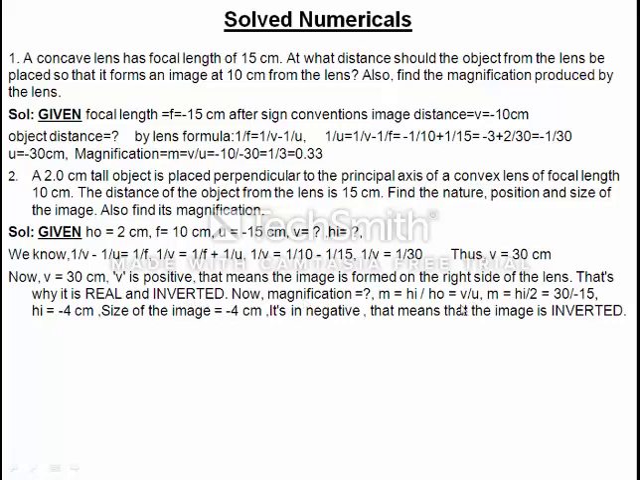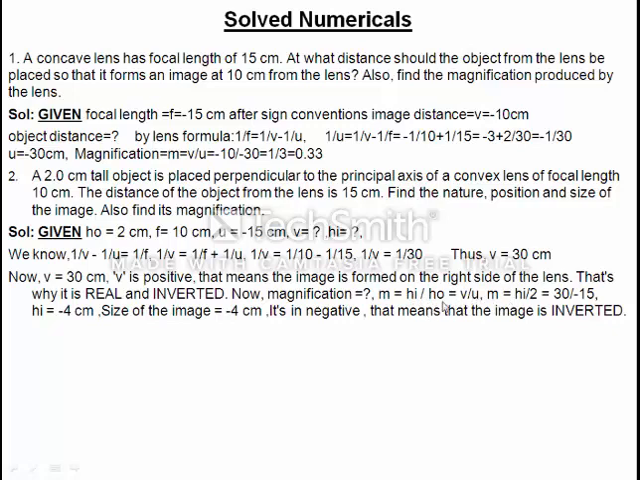Magnification. So we know M is equal to HI by HO. Somewhere we can write H2 by H1 also, so don't be in confusion. Somewhere it is written H1 and H2, or H2 and H1, so don't be in confusion. Okay, so M is equal to HI by HO, that is equal to V by U.